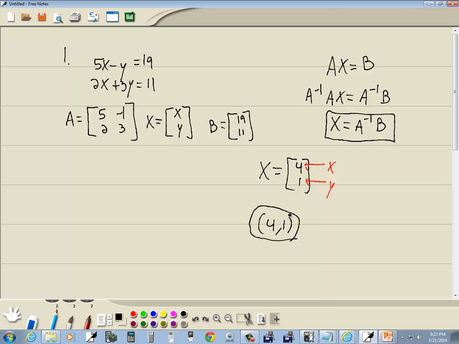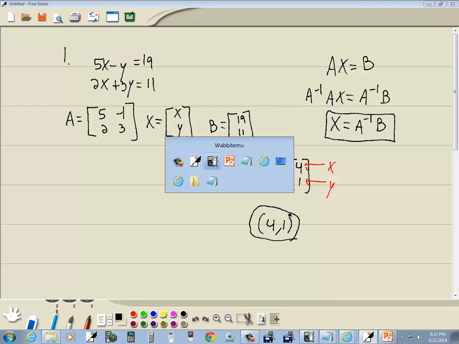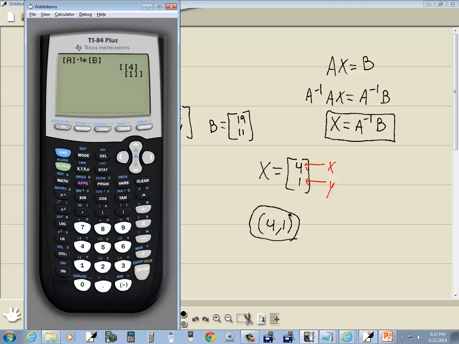This is a very nice technique if you've got a calculator that doesn't have an RREF. Most of them that I've seen have the inverse function on it, and so you can find your answer with this. Anyway, that's solving a system of equations using inverses on a TI-84 Plus calculator.